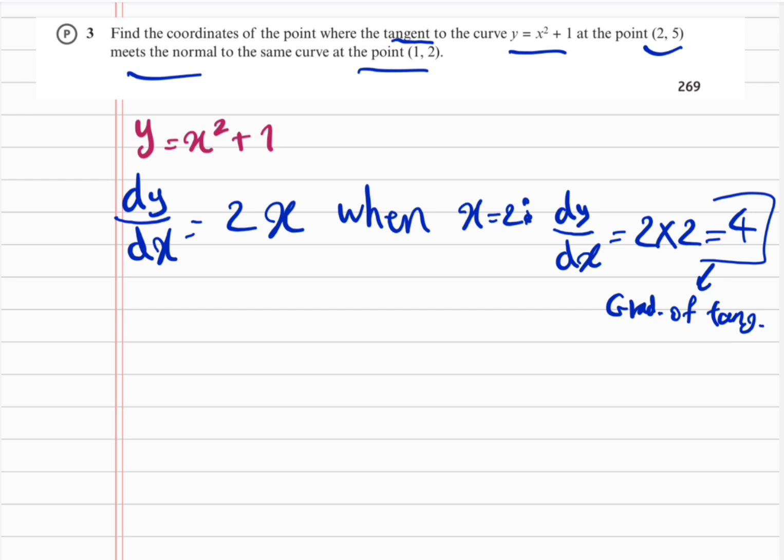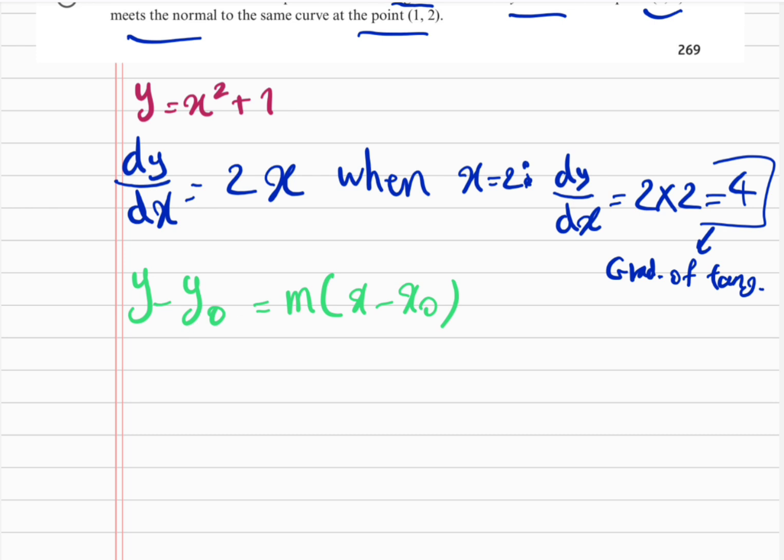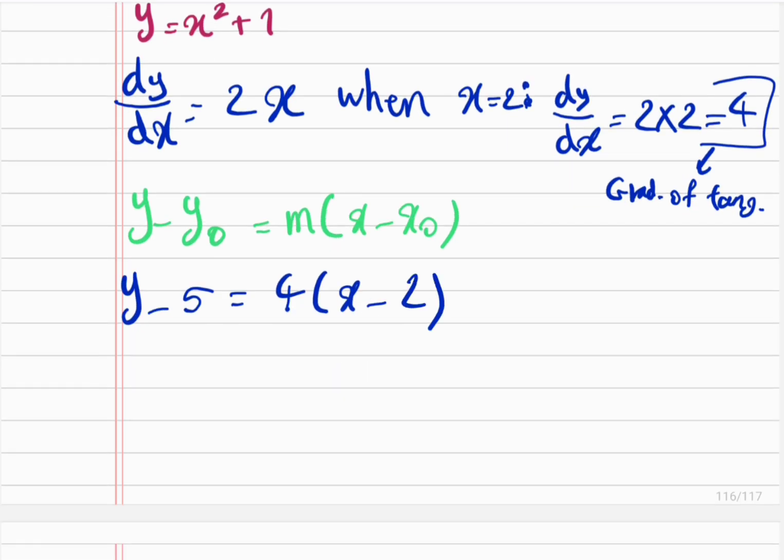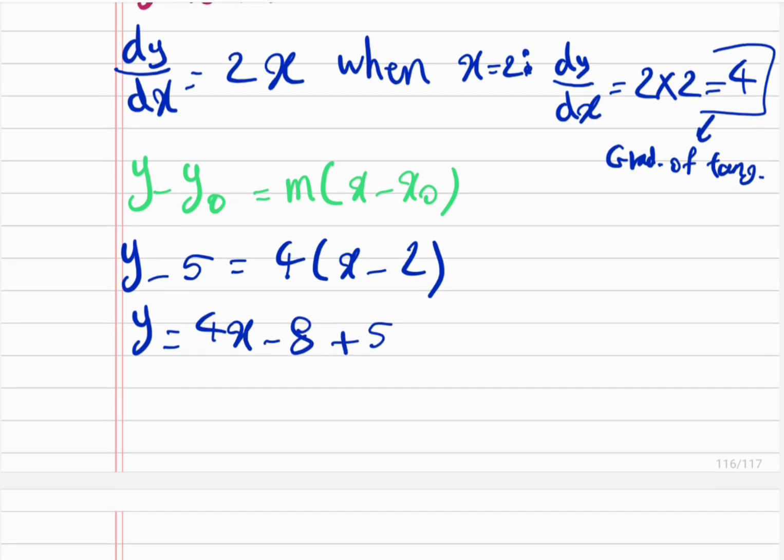Now that we have the gradient of the tangent, and the point that the tangent passes through, we can use the equation of a straight line, y minus y0 is equal to m times (x minus x0). Remember that x0 and y0 are just the coordinates of the point. So y0 is 5, the gradient is 4, and x0 is 2. So y is equal to 4x minus 8 plus 5, and the equation of the tangent is y equal to 4x minus 3.